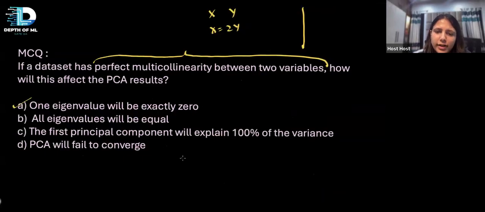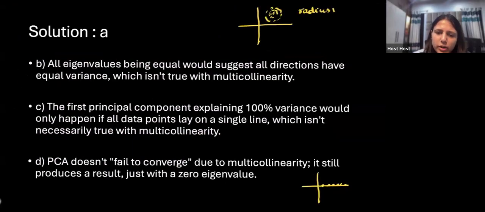And PCA will fail to converge. This is also not true. PCA will converge and give you the eigenvalues. You can always diagonalize X transpose X, so there is no convergence issue as such. It's just that one of your eigenvalues will be 0. Fine.